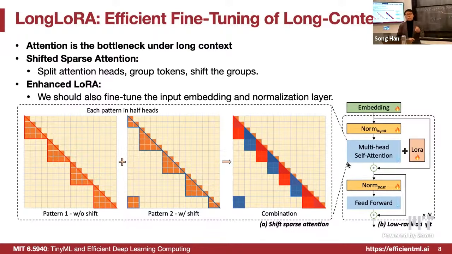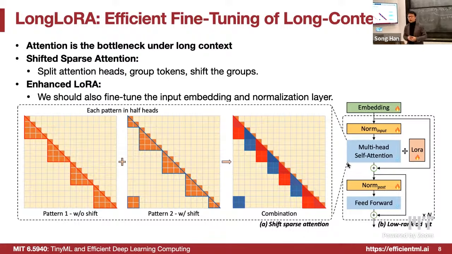So under long context, what is the bottleneck? The attention is the bottleneck, right? Transformers have two components. One is the attention that models the information across tokens. The other is the FFN layer that applies nonlinearity on the individual tokens. The attention is the bottleneck under long context because the attention's computation complexity grows quadratically with the token length.